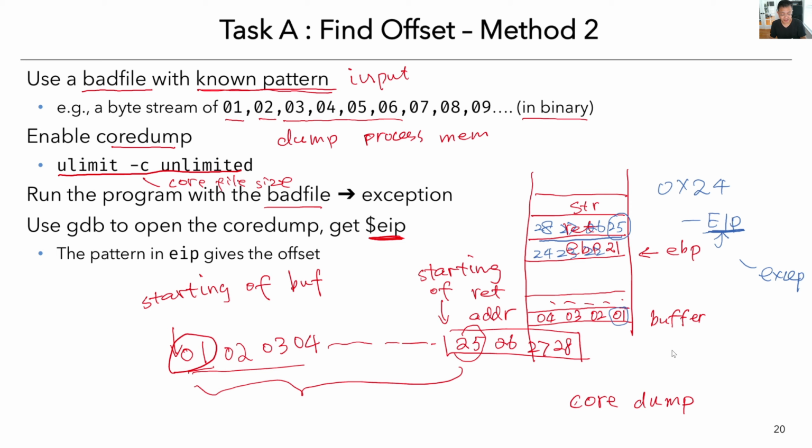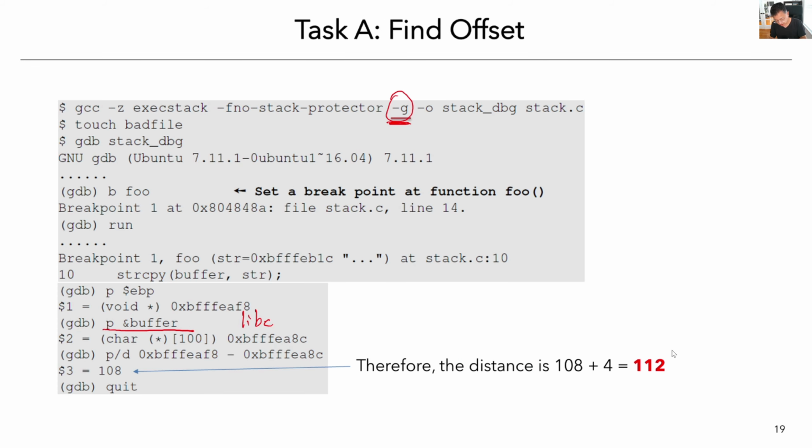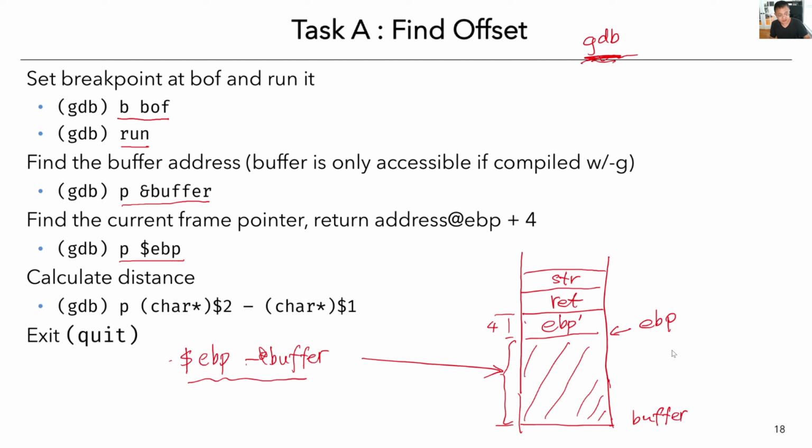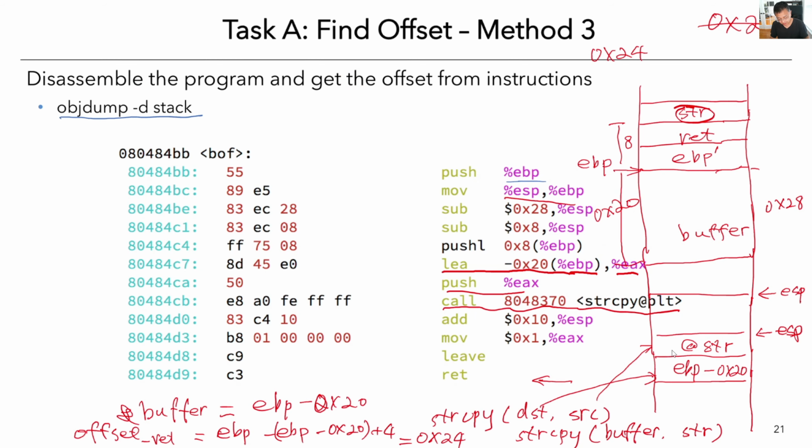This method is actually a little bit better than the GDB method, because when you load something with GDB, GDB will actually push something to the top of the stack. So your whole stack, compared to running without GDB, will be pushed down a little bit. The third method is by reading from the disassembly of the code. We have demonstrated this, and we also have a project for this part.